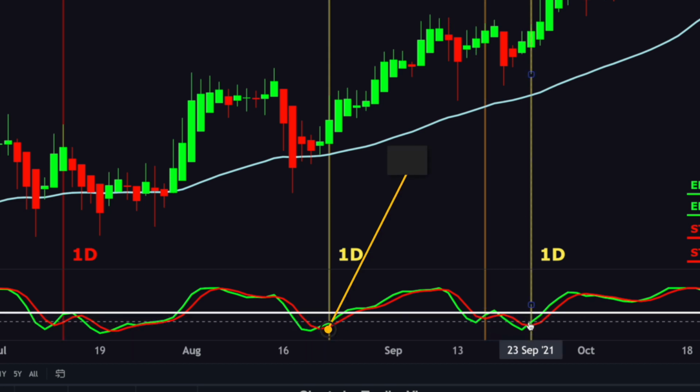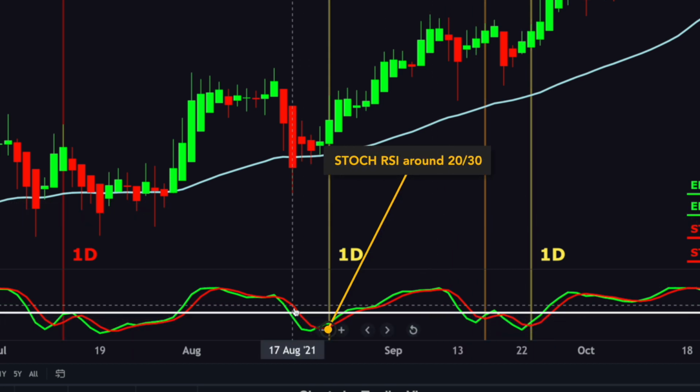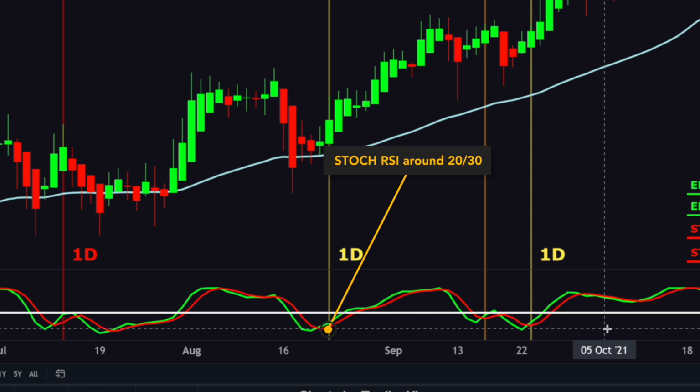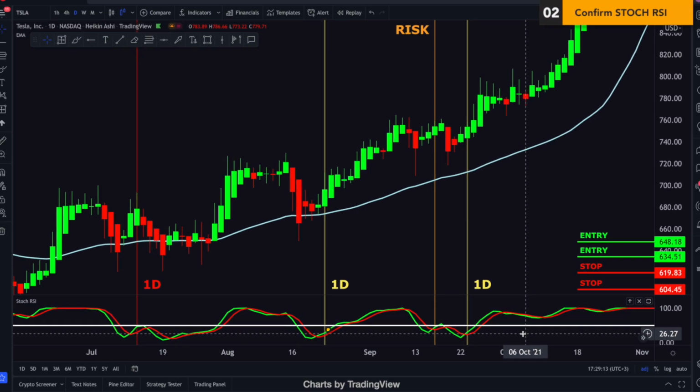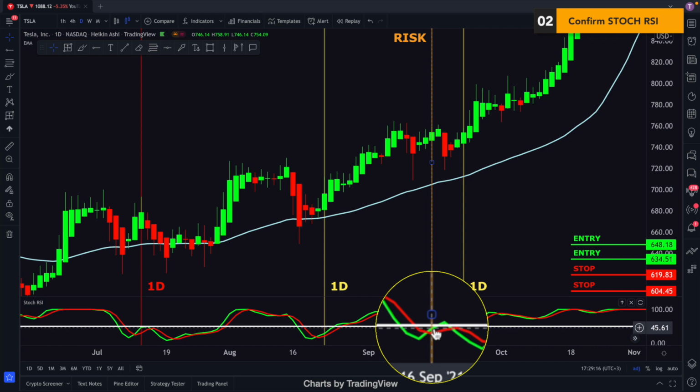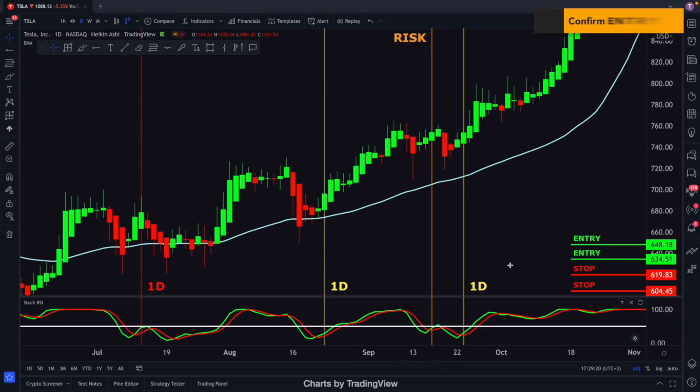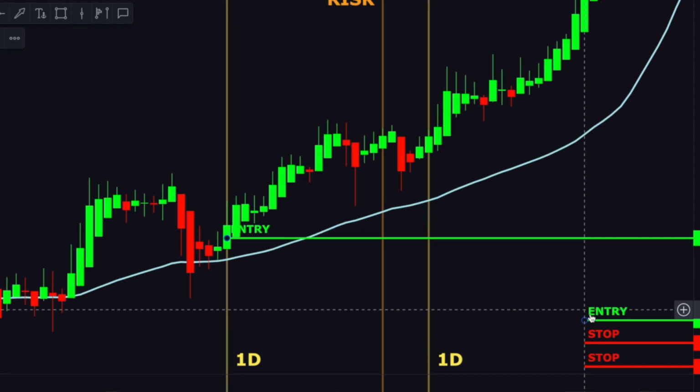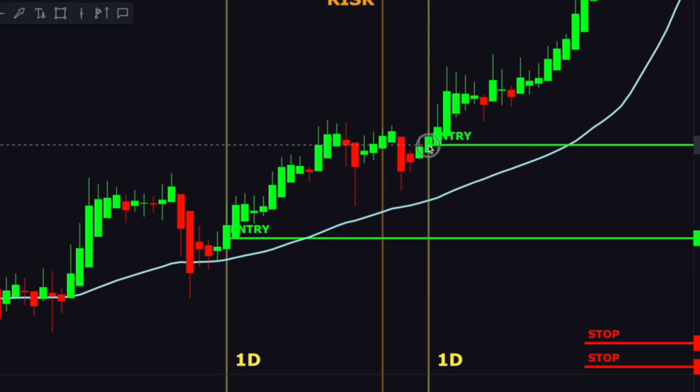If stock RSI crossover happens at deeper levels, such as 20 or 30, it's even better. If it's too close to 50, our risks increase. Confirming entries is quite clear. As usual, after the obvious pullbacks, the first green candle without a tail. As you can see on the chart, we have 2 clear entries.